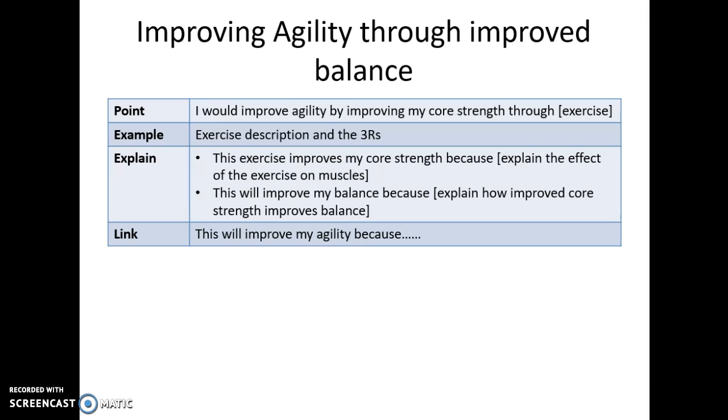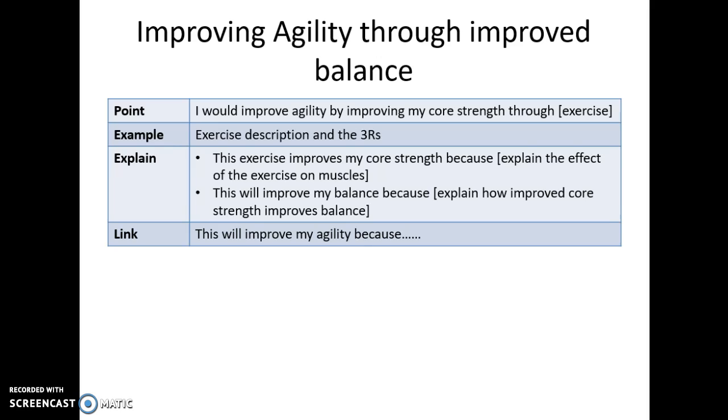And then we need to link back to agility, because that's what the question is about. This will improve my agility because my balance will be improved. Therefore, when I shift weight and direction quickly, I'm able to do that in a controlled manner because I understand where my centre of gravity is and it is fully engaged.